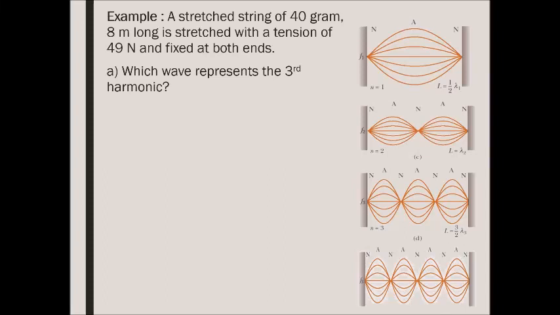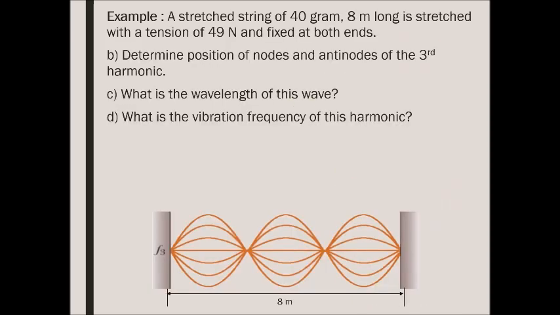Okay, so we've decided the answer to question A here. The third harmonic is represented by this graph. So we're going to look at that graph a little bit more closely. Now we're going to determine the position of nodes and antinodes and eventually find the wavelength and vibration frequency of this particular wave. So the first thing we want to do is figure out the position of nodes and antinodes for the third harmonic, which we have pictured here.